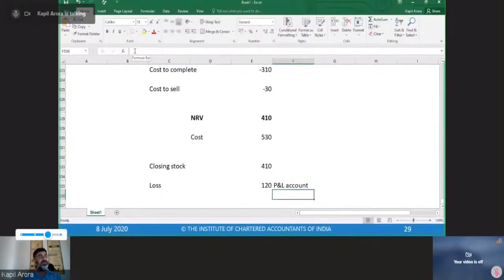This is something which we do when NRV is lower. In essence, Sridhar, as you mentioned, if the capacity is normal or below normal, then we consider it with the normal capacity. But if it is above normal, then we take it with the actual capacity.